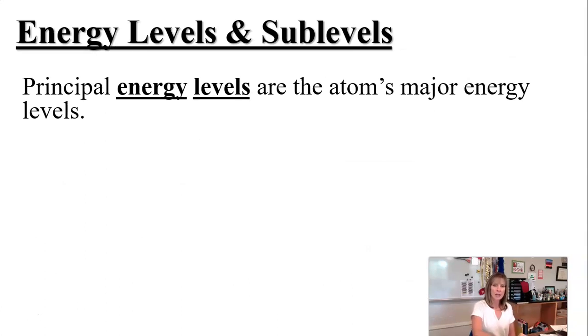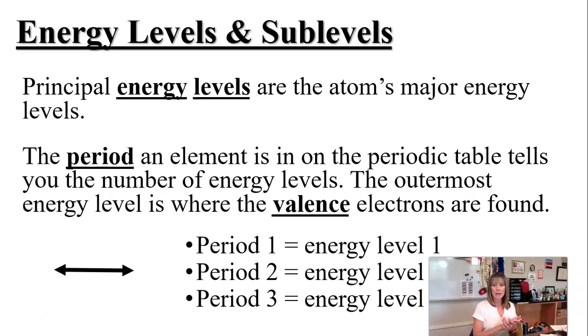Energy levels. Principal energy levels are the atom's major energy levels. Now, you're used to thinking of shells. We're going to think about them as orbitals now. The energy levels are those orbitals. The period, from left to right, here's a periodic table for you. The period left to right tells us the number of energy levels that a particular atom will have in order to hold electrons. So, first period, with just hydrogen and helium.